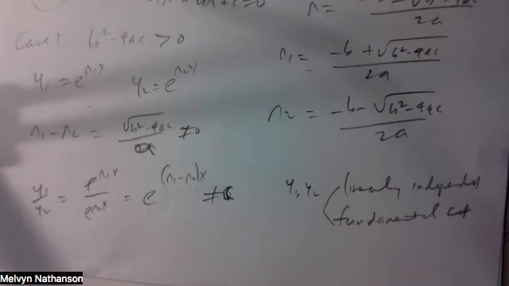So in this case, which is the simplest case, when the associated quadratic equation has two real roots, distinct real roots, you get a fundamental set of solutions.